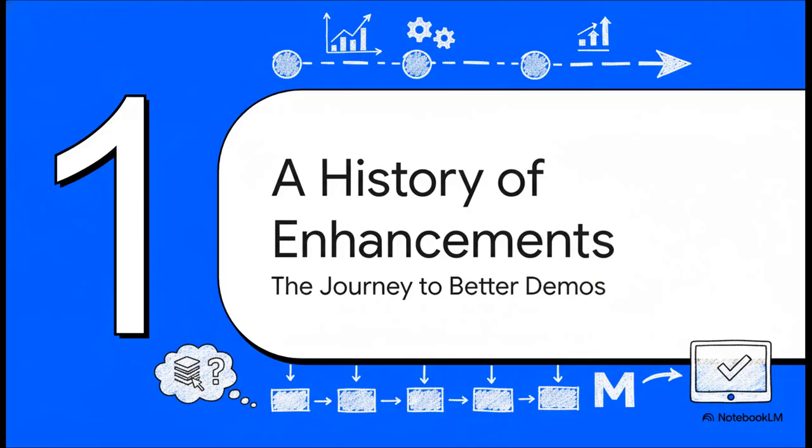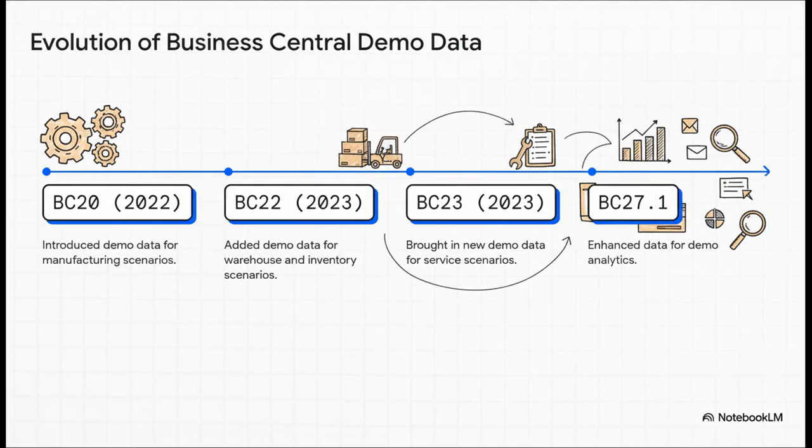Now, it's really important to get that the BC28 update isn't just some random feature drop. No, this is actually the latest step in a multi-year effort by Microsoft to solve this exact problem, the whole demo data challenge. This journey really got going back in 2022 with BC20, which gave us demo data for manufacturing. Then, a year later, BC22 came along and added warehouse and inventory. And right after that, BC23 brought in service scenarios. And just recently, BC27.1 beefed up the data for demo analytics.